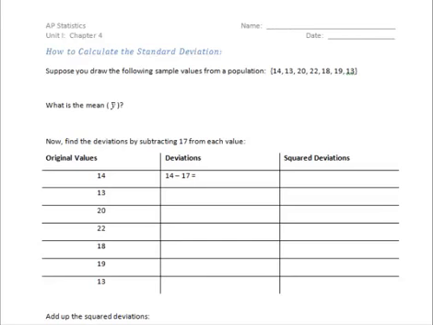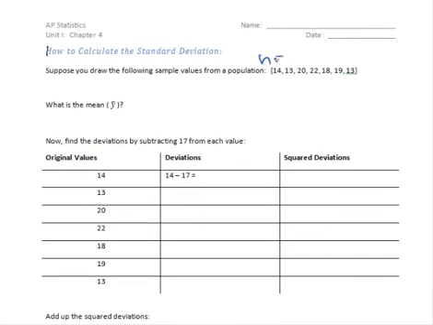So, we're going to suppose that we draw the following information from a population of things. Let's assume, just for our example right here, that this is the number of minutes it takes you to get to school. So we have an entire school full of people, but we survey 7 of them. So n equals 7. And this is what we get.